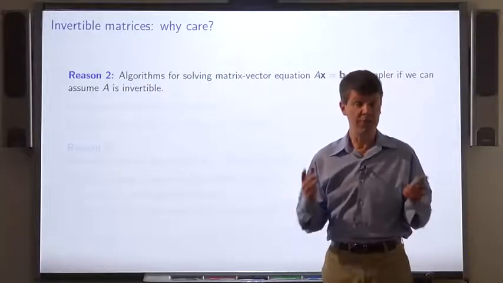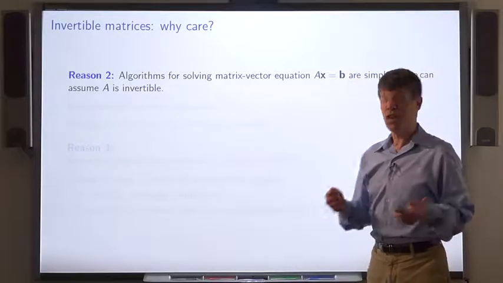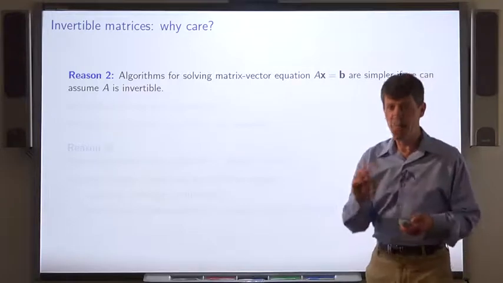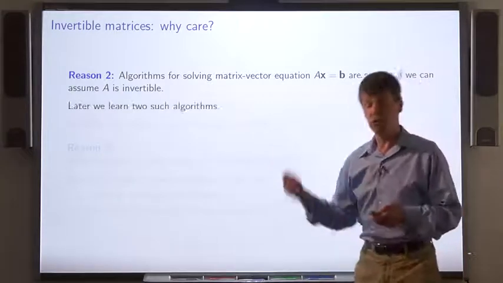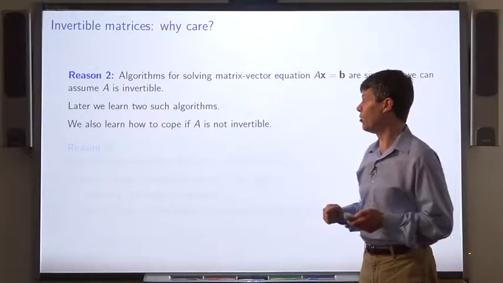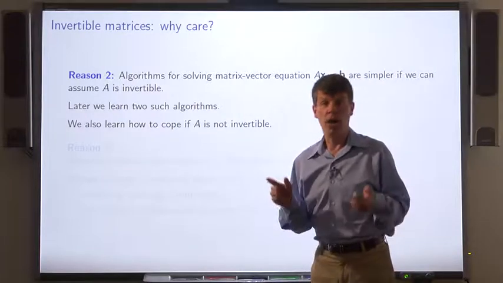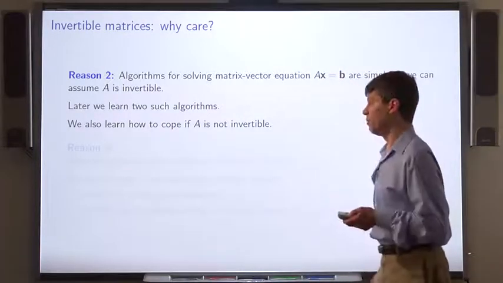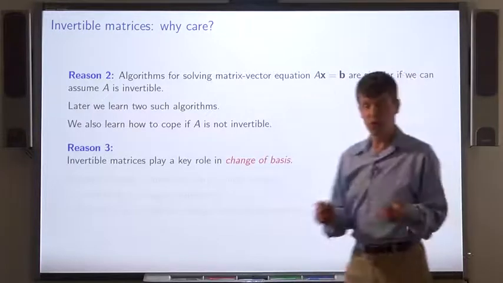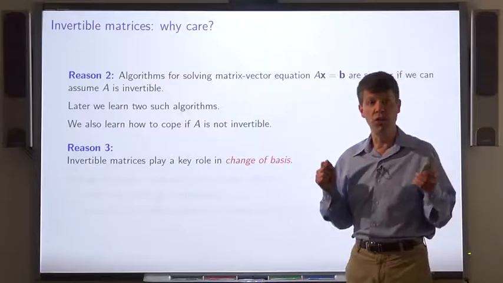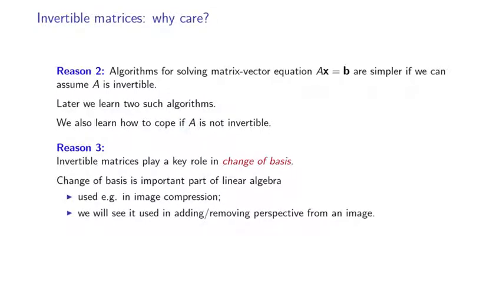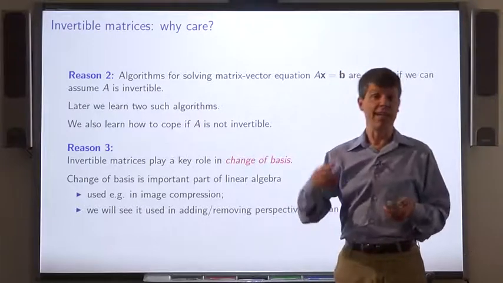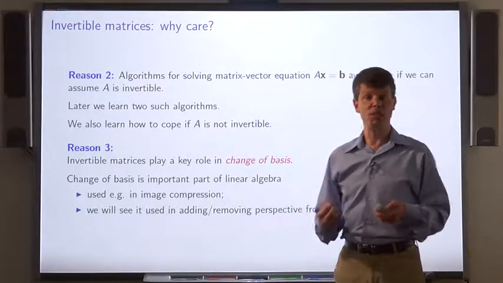Another reason for considering invertible matrices is that the matrix vector equation Ax equals b is somewhat easier to solve in the case when A is an invertible matrix. Later we'll learn 2 algorithms to solve such equations. But we'll also learn how to cope in the case when A is not an invertible matrix. And finally, invertible matrices play a key role in an idea called change of basis, which we'll see later. Change of basis is a very important part of linear algebra, and we'll see it being used in rendering an image with perspective or in actually synthesizing a perspective-free image from an image with perspective.